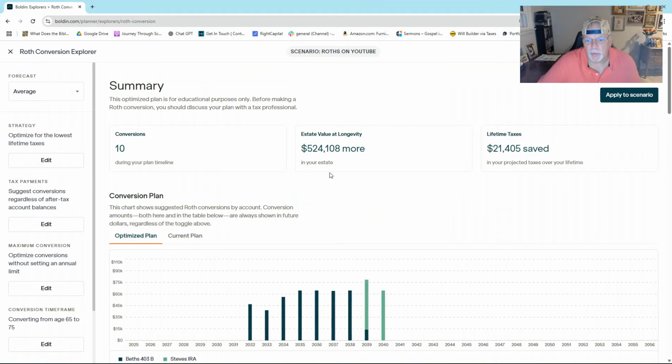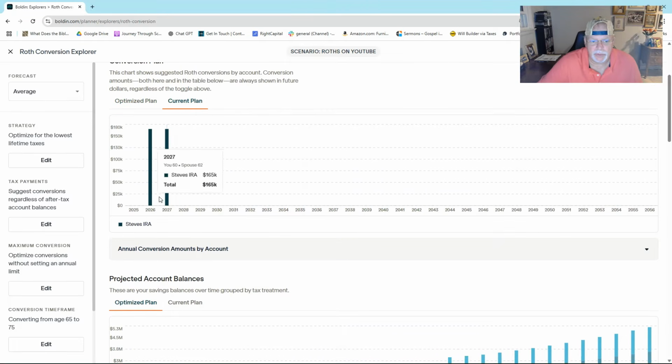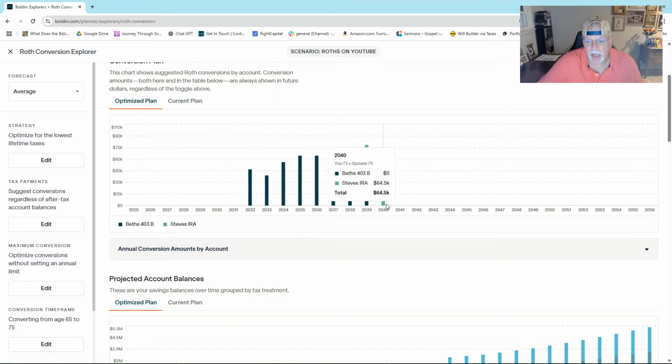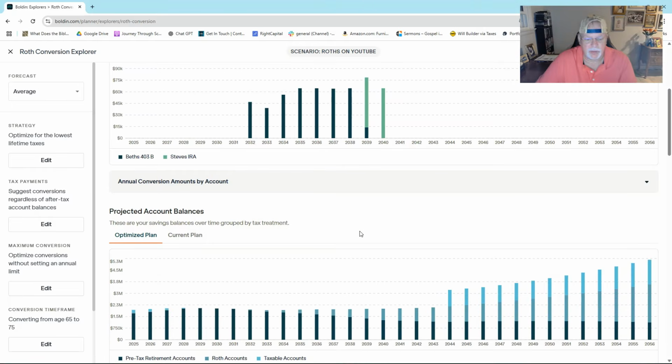So this is kind of cool, right? It's saying, the current plan, you'll see here's my two current Roth conversions. And the way it sucks about this is I think it's going to take these off the table when I tell it to apply it. So the optimized plan has me doing these conversions from, what's interesting is they take it from Beth's instead of my IRA. And my IRA should be bigger. So I'm not quite sure what their methodology is, but that's okay.